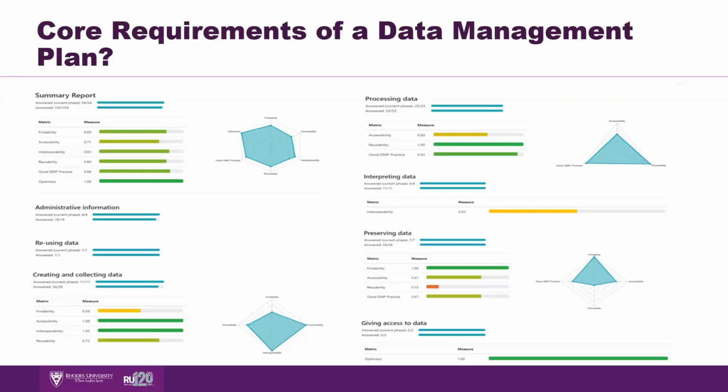You can clearly see, if you look at the bottom right-hand side, preservation of data, one of those FAIR requirements, has a very poor score. You can see that based on the red coloring here, there's a score of 0.15, and the scale runs from 0 to 1.